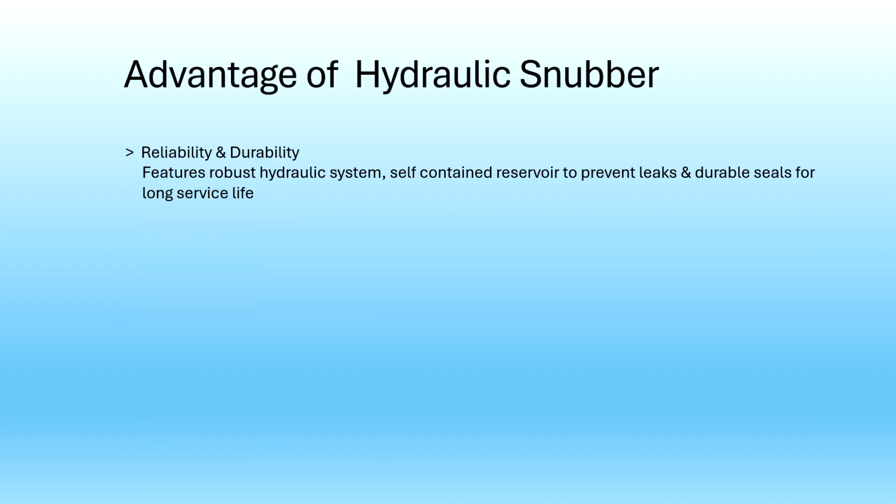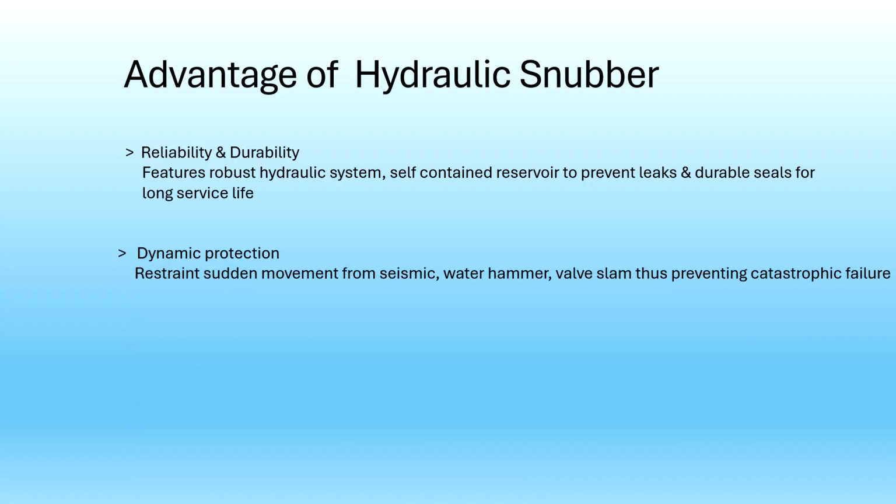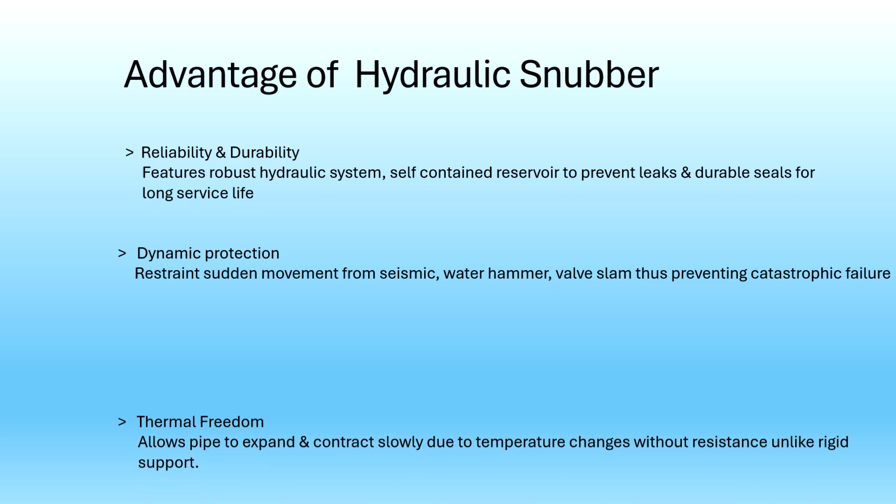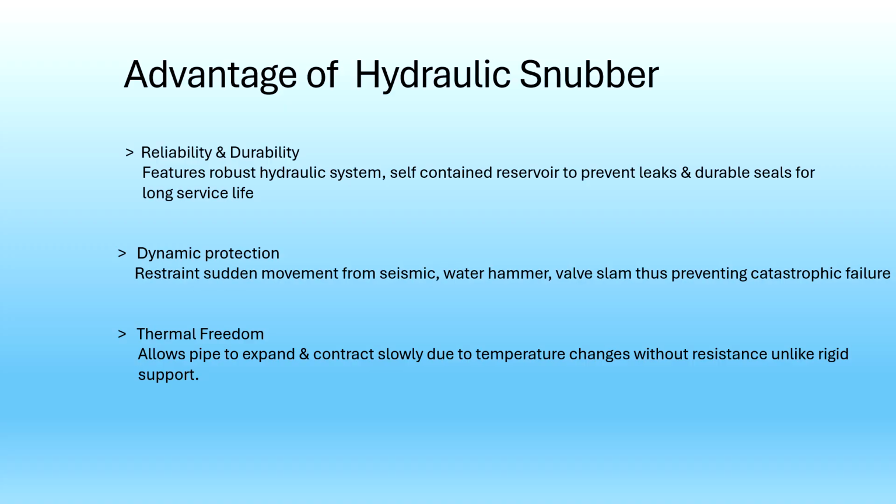Now let's see the advantages of hydraulic snubbers. Reliability and durability: features a robust hydraulic system, a self-contained reservoir to prevent leaks, and durable seals for long service life. This is the first advantage. The second is dynamic protection: resistance to sudden movement from seismic events, water hammer, and valve slam, thus preventing catastrophic failure. So what it does is restrain the movement and save the pipe from a catastrophic failure.